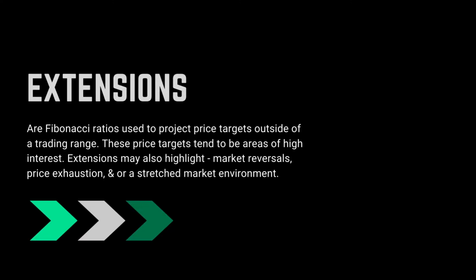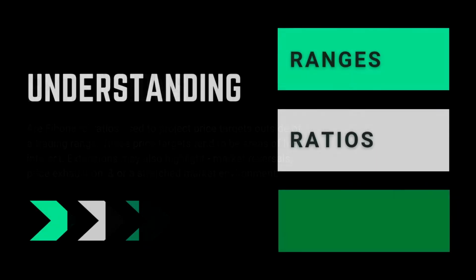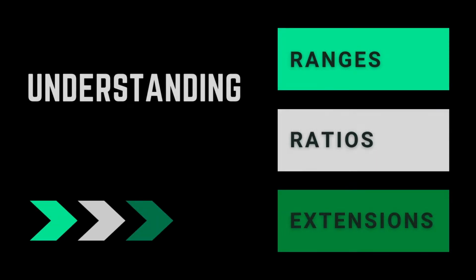Extensions are Fibonacci ratios that fall outside of a trading range. They are also used to forecast price movement outside of a range. They produce areas of high interest, and they can be used to identify market reversals. First, we need to cover ranges, ratios, which are Fibonacci retracements, and then we'll look at extensions.